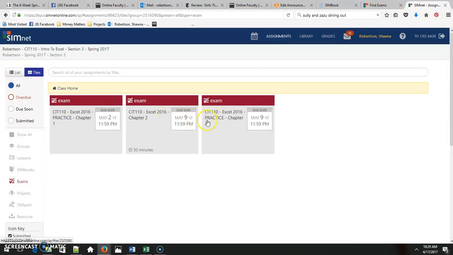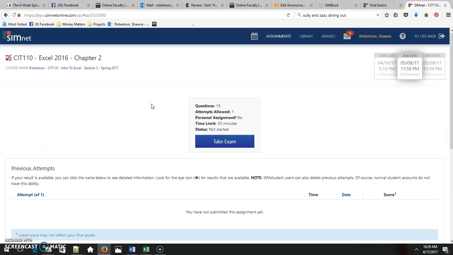One other thing to notice between the two exams, if you get into it and you realize that your exam is untimed, then you are doing the practice exam. So the actual exam that's required is a 30-minute timed activity. So you only have 30 minutes to complete the activity. Clicking on the exam here, it'll tell you how many questions you have. Only one attempt is allowed, and the time limit is 30 minutes. And you'll start by taking the exam.